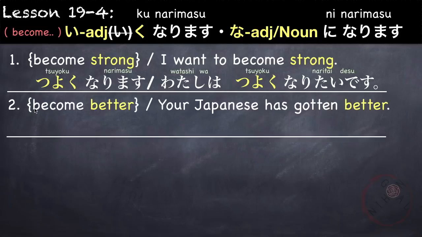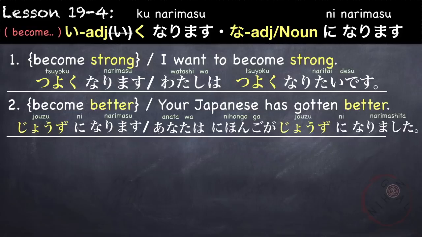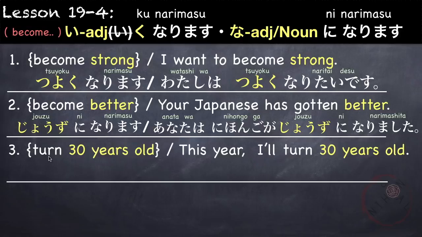Another example, become better. So, our adjective is jozu, which is a na adjective. So, here we add ni, jozu ni, followed by narimasu, meaning to become better. So, for example, you want to say, your Japanese has gotten better. あなたは日本語が上手になりました。Next example is using a noun.